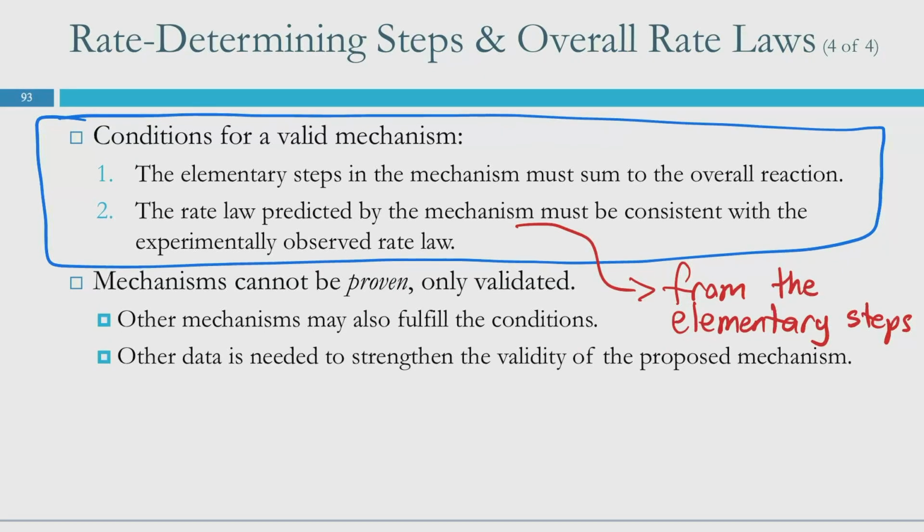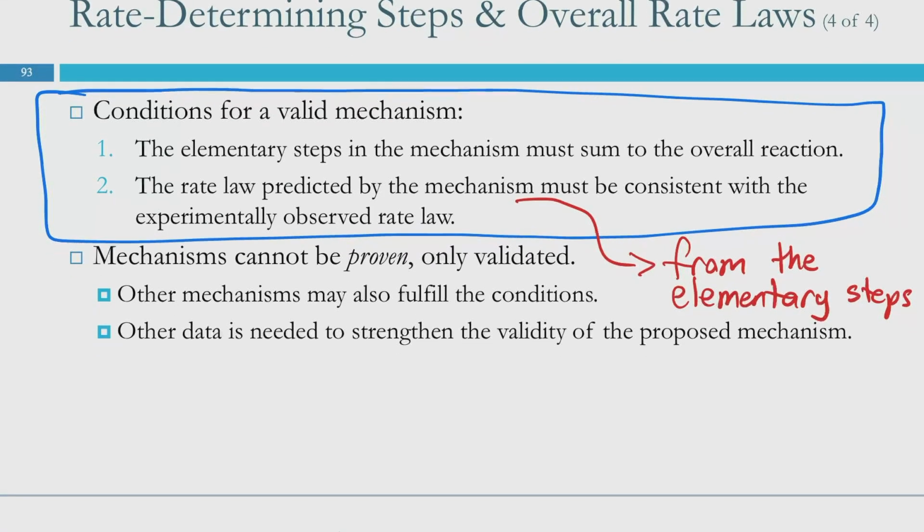And we can't prove these mechanisms for sure. We can't be like, yeah, 100% this is what's happening. But we can say, yeah, that seems like it could be a valid mechanism, and then we would do more research, do other types of experiments to figure out whether those steps keep making sense, or maybe there's an alternative mechanism that also fulfills the conditions that we've set.